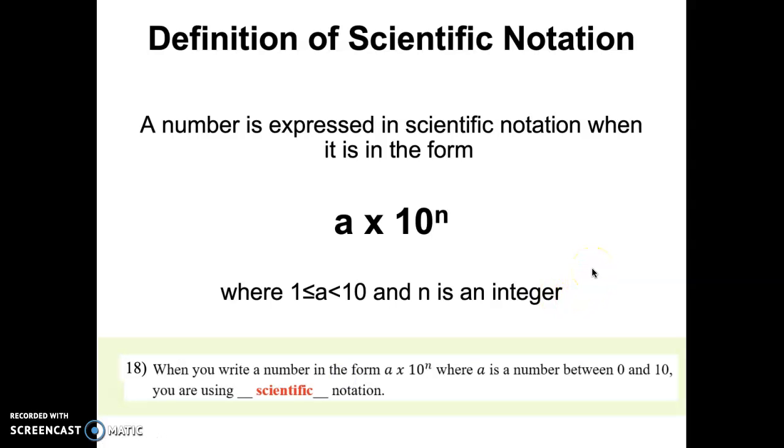Vocabulary item number 18. When you write a number in the form A times 10 raised to the n power, where A is a number between 0 and 10, you are using scientific notation.